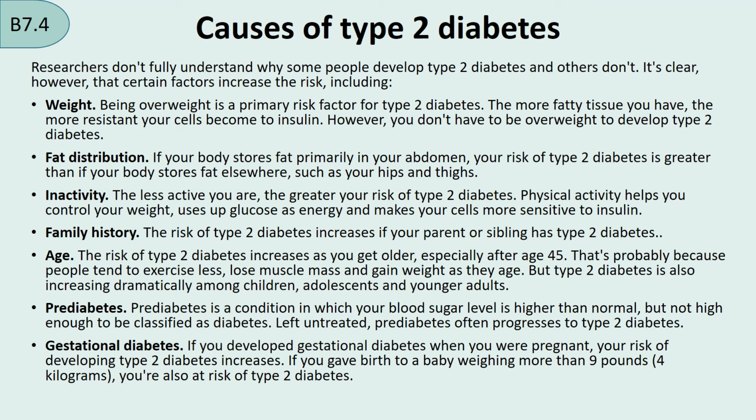And the last one is gestational diabetes. So quite often people get gestational diabetes when they're pregnant. Your risk of then developing type 2 diabetes increases. So if you gave birth to a baby weighing more than 9 pounds, that can also increase your risk of type 2 diabetes. I know that I was over 9 pounds, and that's just because the blood sugar levels are high in the mother, and then obviously transferred to the baby.